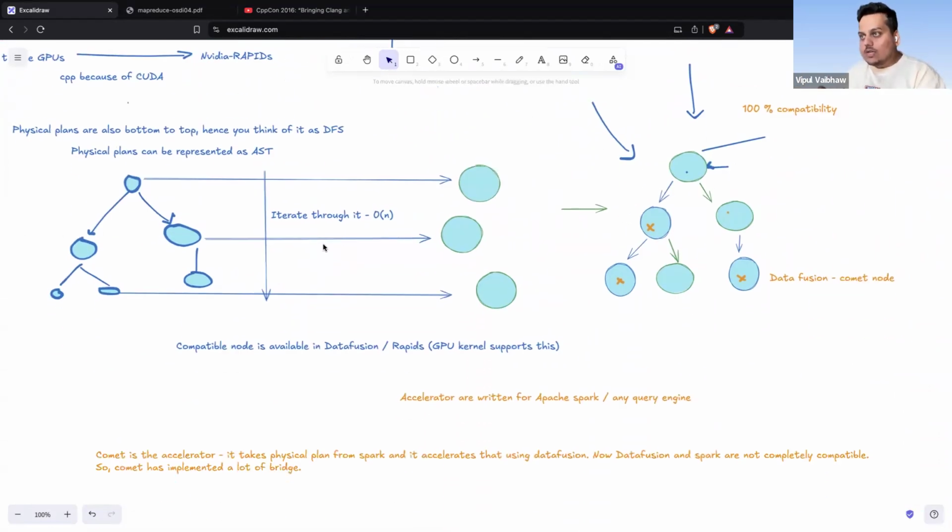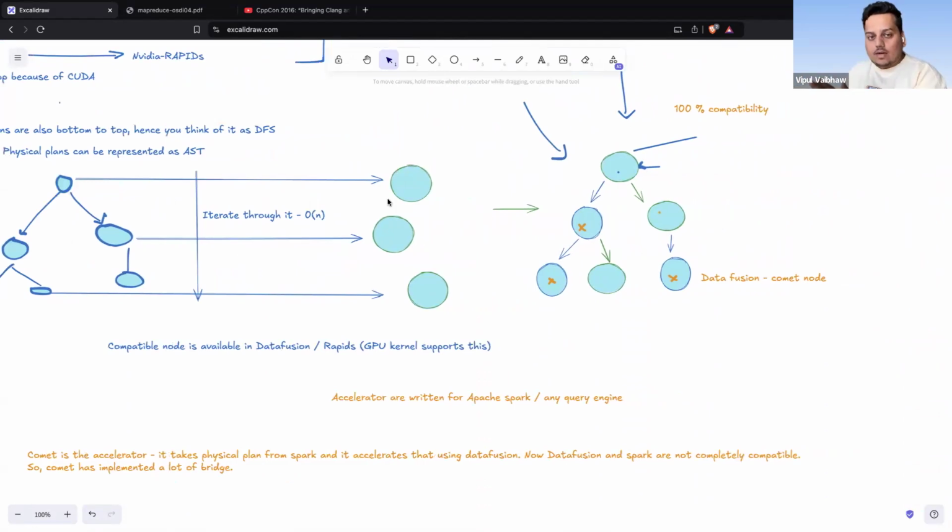And we also saw the process, how exactly the translation happens. We also saw why you need another project like Comet, because of the compatibility issue. Data Fusion has its own take. Spark has its own take. We want to build wrappers on top of Data Fusion so that we can be compatible with Spark, and that is why we can execute the whole plan in native Rust and not in the JVM, so that we can leverage everything. So we are faster. That is what we understood.